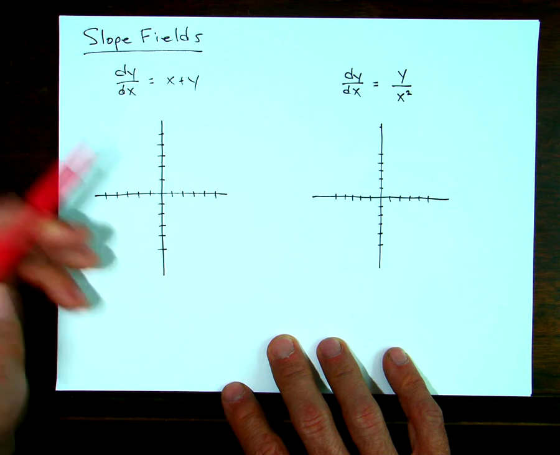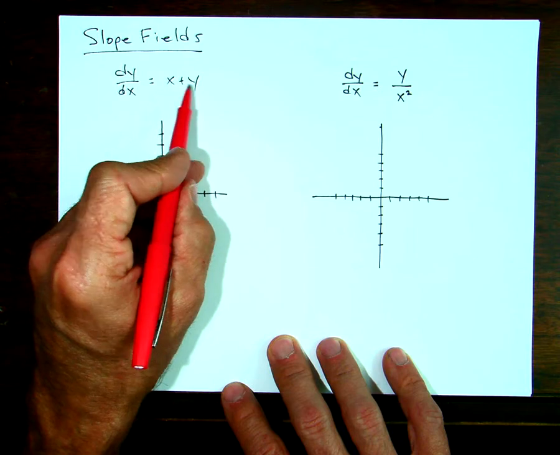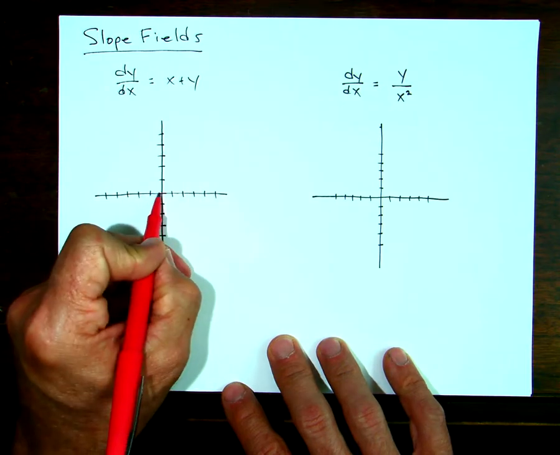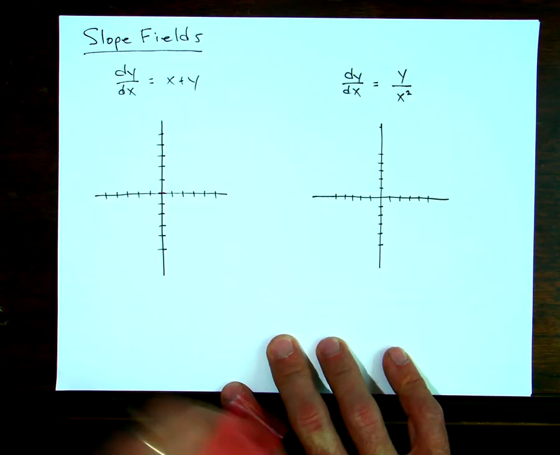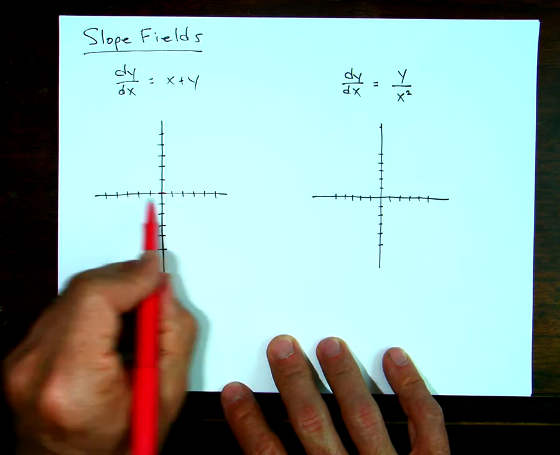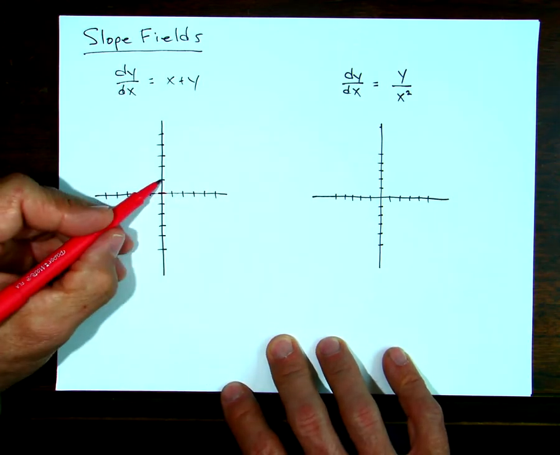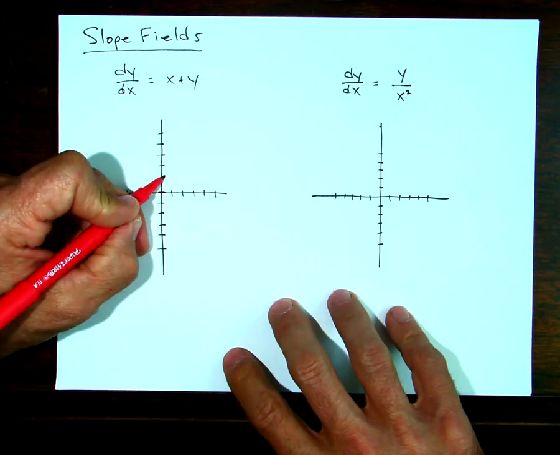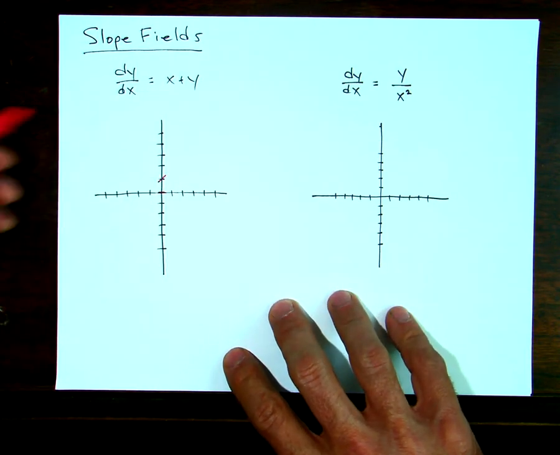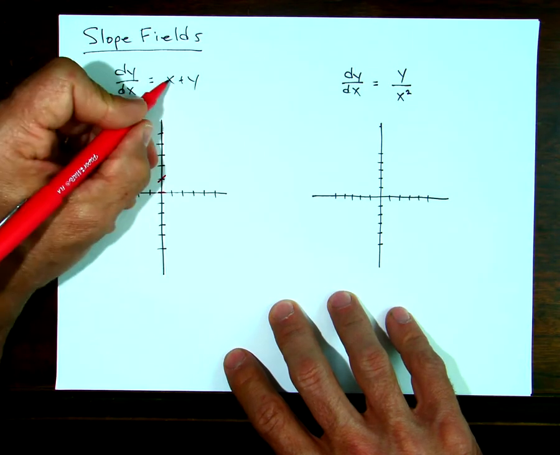So for example, at the point 0, 0, I would put in 0 for x, 0 for y. The slope of the tangent line is going to be 0. So it's going to change. I don't want to just draw a horizontal line across, but I know at 0, 0 it's flat. What about at 0, 1? Well, at 0, 1 the slope is going to be 1. So that's going to look something like this. And at 0, 2 the slope will be 2, because 0 plus 2 is 2.